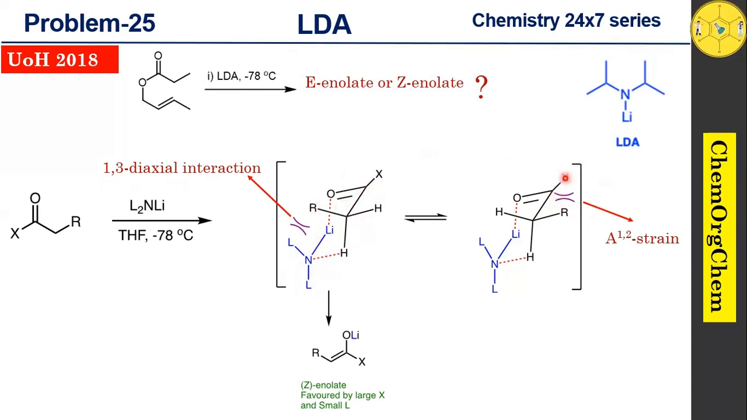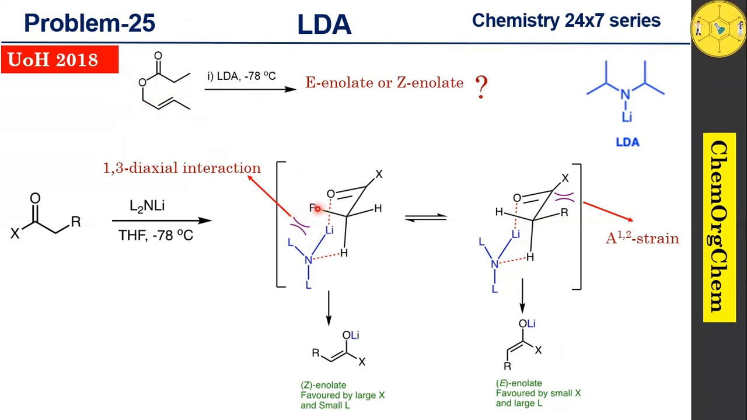So here you see large X and small L group. When you come to this transition state, it always forms the E-enolate ion, which is favored by small X and large L group. Now you come to our substrate. This substrate has a methyl group on this side, as well as this substituent on this side.